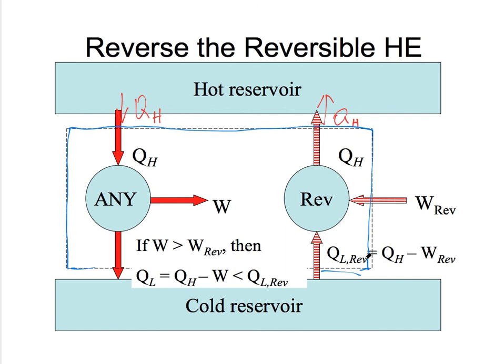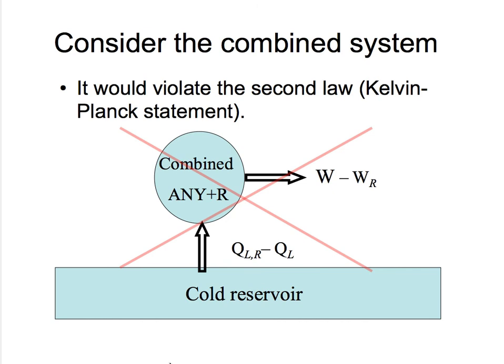And then let's see what the net result is. The net result is we have a combined device, a device that combines the any heat engine and the reversible refrigerator. What it does, it takes heat from the cold reservoir. There's a net amount of heat it actually takes from the cold reservoir, and it produces a net amount of work in this amount. We can see this is a device that interacts with only one reservoir and produces a net amount of work. This is a violation of the second law. Specifically, this is a violation of the second law as stated in the form of the Kelvin-Planck statement.